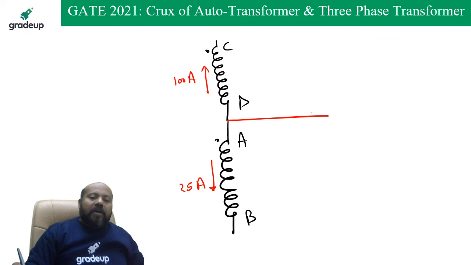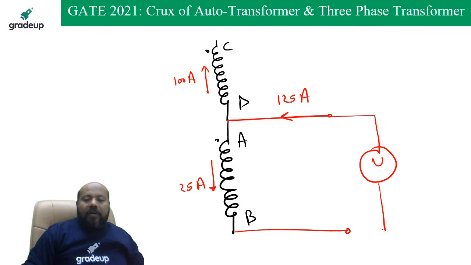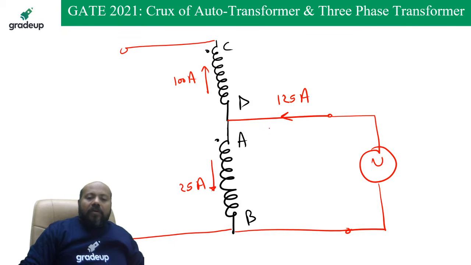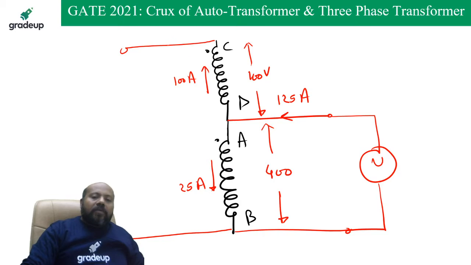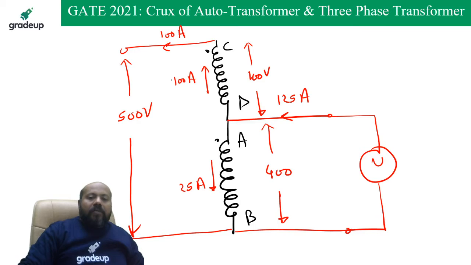So in this terminal, how much current must be incoming? That must be 125 ampere. It means you are going to connect the source here. This terminal, you are going to connect the load. What is the voltage? Here voltage is going to be 400. Here voltage is going to be 100 volts. What is the current here? 100 ampere. And what is the voltage here? It is 500 volts.